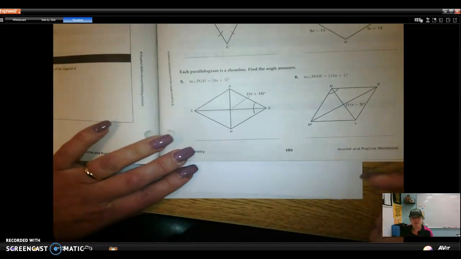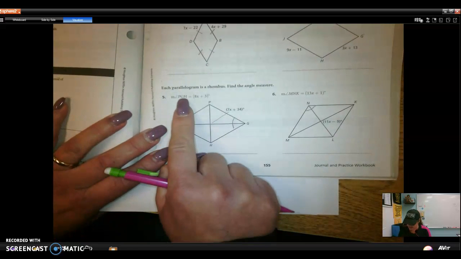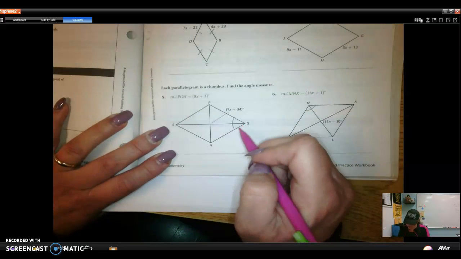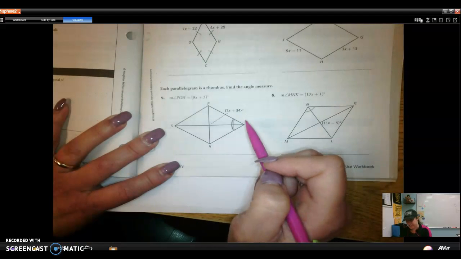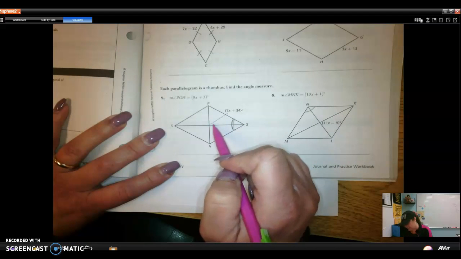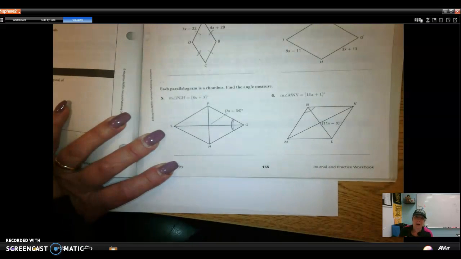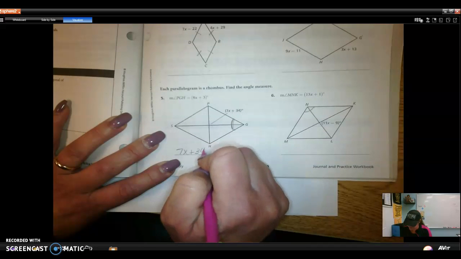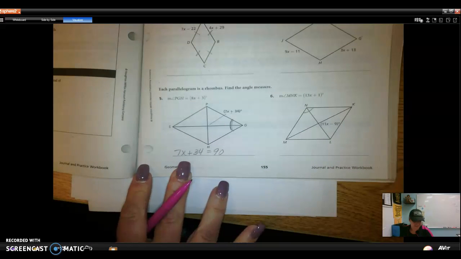All right, I do want to go over number 5 with you. So if you take a look down here at number 5, it says that angle PGH, which is this one that I have marked, is equal to 8x plus 3. And then it says that this angle right here is 7x plus 34. Well, guess what? The diagonals are perpendicular. That means that 7x plus 34 is going to equal 90. It's definitely going to equal 90 because it's perpendicular.